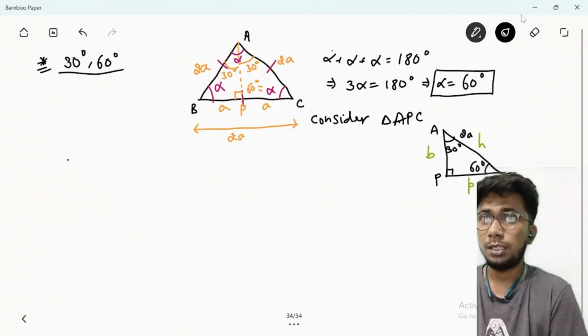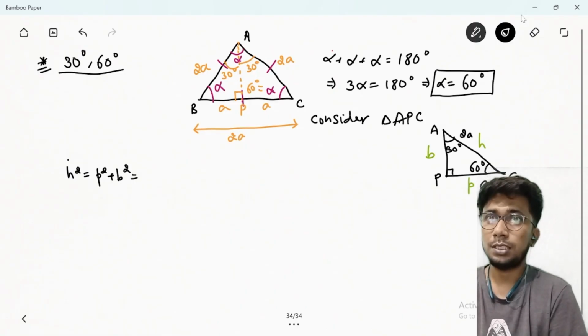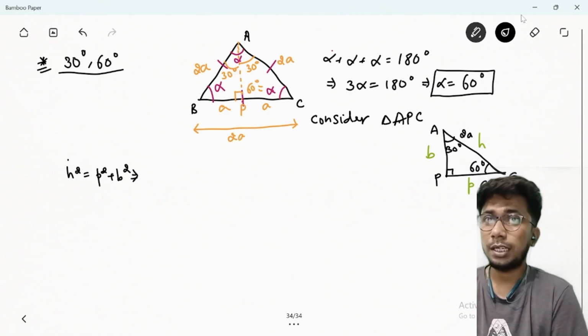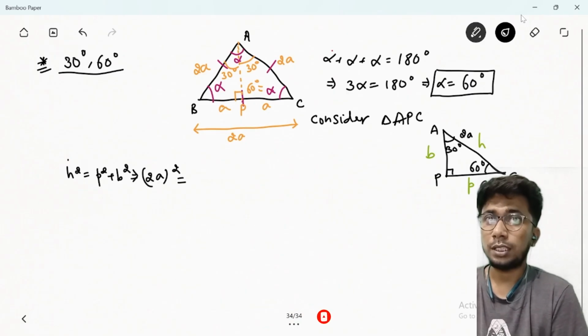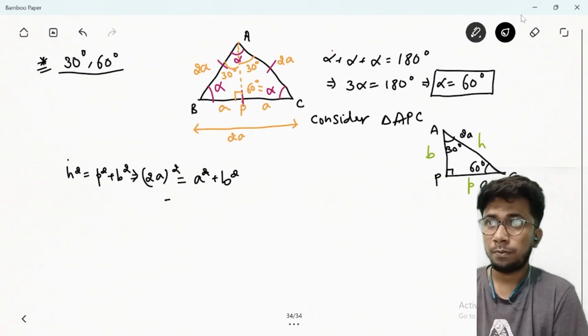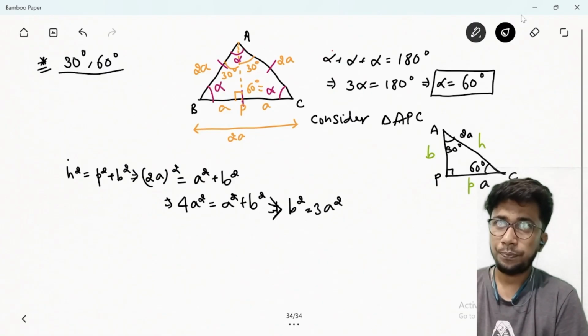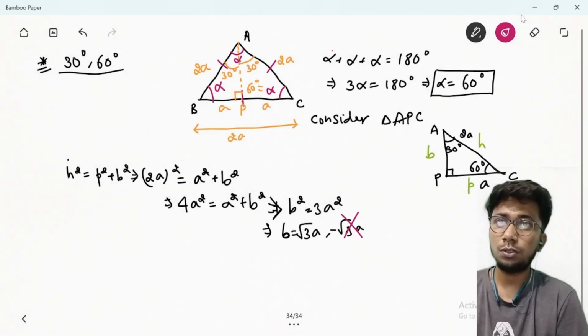So by Pythagoras theorem we can say that h square is p square plus b square. This was a, and h is 2a, that is 2a whole square is equal to p square, that is a square, plus b square. This implies this will be 4a square. This will give you b square is 3a square, and this will ultimately give you b to be root 3a or minus root 3a. But again, since the length of a side cannot be negative, this will be rejected. Fine.